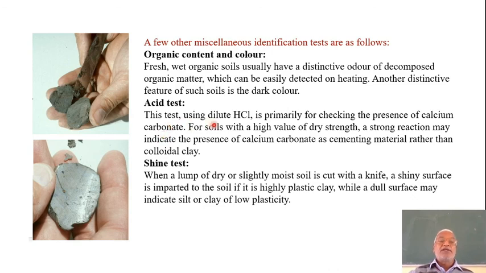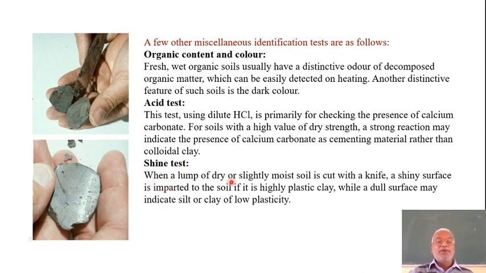Acid test. This test using dilute hydrochloric acid is primarily for checking the presence of calcium carbonate. For soils with a high value of dry strength, a strong reaction may indicate the presence of calcium carbonate as cementing material rather than colloidal clay.